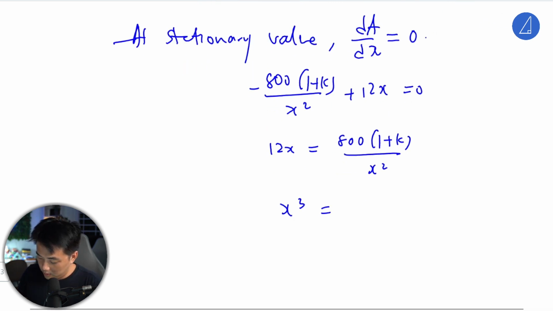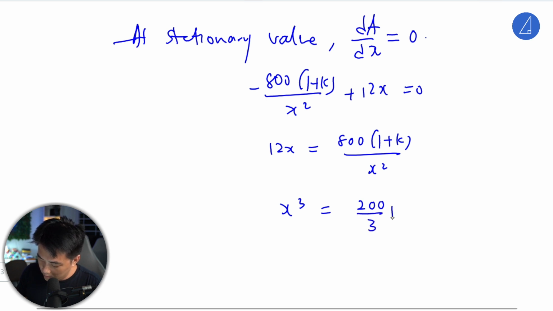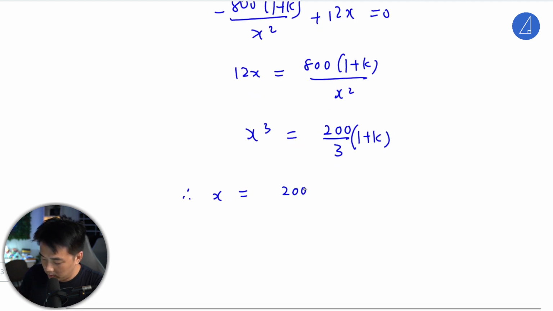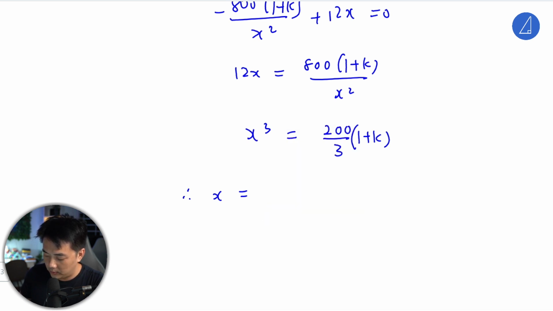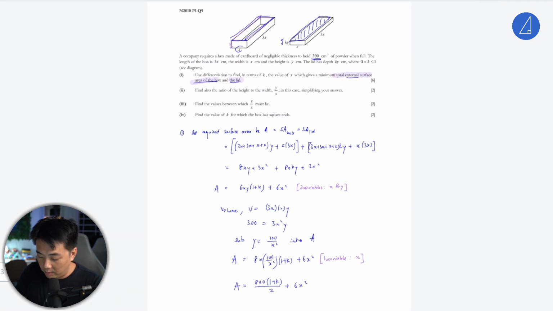That gives us 200 over 3, (1 plus k). All right. So in this case, hence x is equal to, they just want the value of x, right? The value of x. So this will just be the cubic root of 200(1 plus k) over 3. I'll just put this cubic root. All right, so that's my answer there. Great, done with part 1.